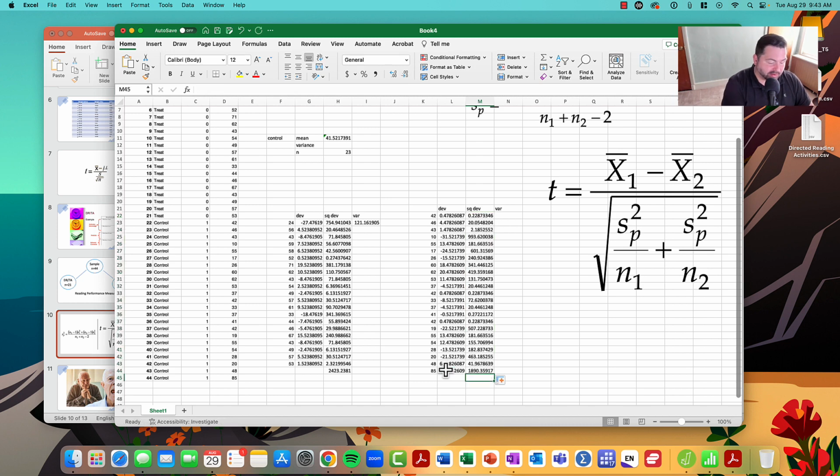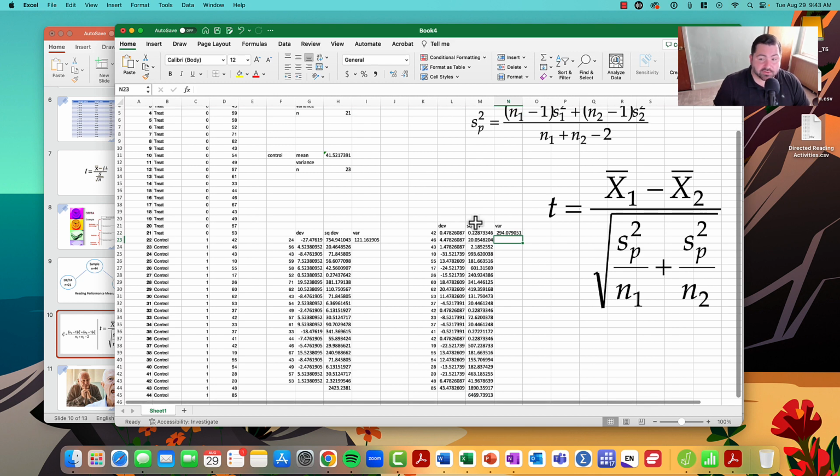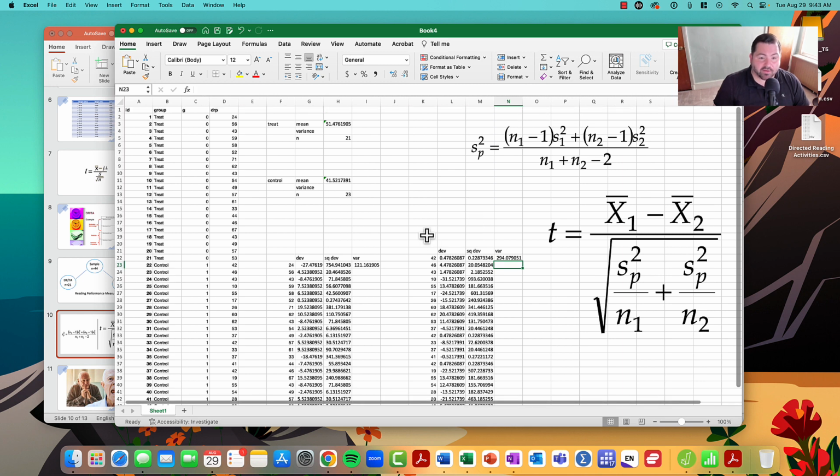Okay, so if we sum that, we get the sum of squares for the second group, and then we take the variance, which is taking the sum of squares total and dividing it by n minus 1. So in this case, we have 23 minus 1 is 22 participants in that case. So the variance in group 2 is 294.079.